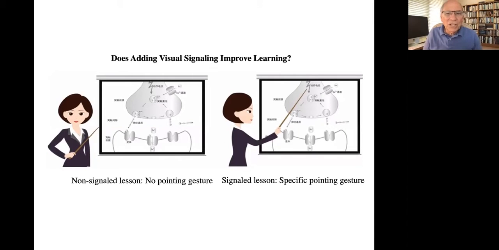When we're having visual signaling, we can do that. Let's say, here's a lesson on neural transmission. It's in Chinese, so it might be hard to follow the graphic part of it. But we can either have our little agent not point as she's lecturing, or point to what she's talking about as she lectures. So she's either not signaling or signaling.